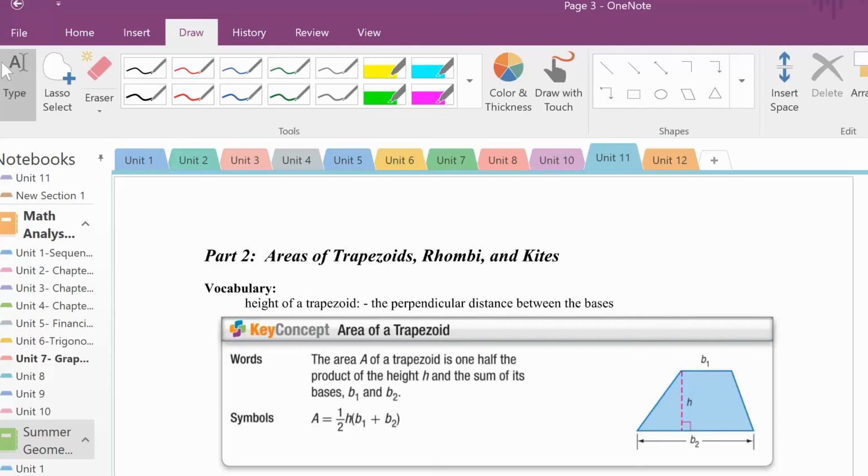Welcome to tonight's video on Unit 11, Part 2, talking about the area of a trapezoid, a rhombus, and a kite. So, in order to find the area of a trapezoid, it's equal to 1/2 the height times the sum of the bases. Because remember, in a trapezoid, the two bases will be of unequal lengths.